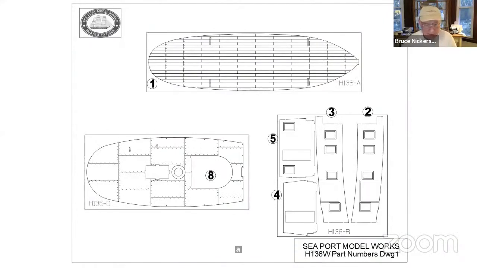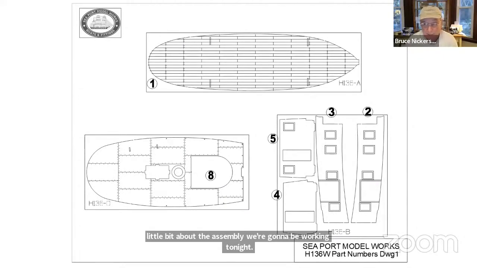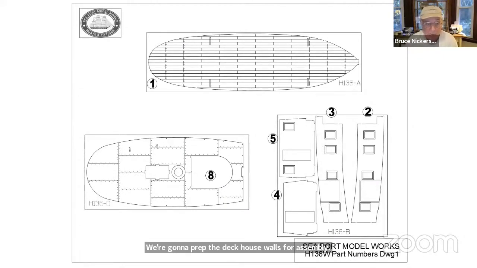Now, a little bit about the assembly. We're going to be working tonight. We're going to prep the deck house walls for assembly. We're not going to assemble them. We're going to prep them. We're going to attach the deck, which is right here, onto the top of the hull. We're going to assemble passenger doors, and we're going to assemble deck house doors.